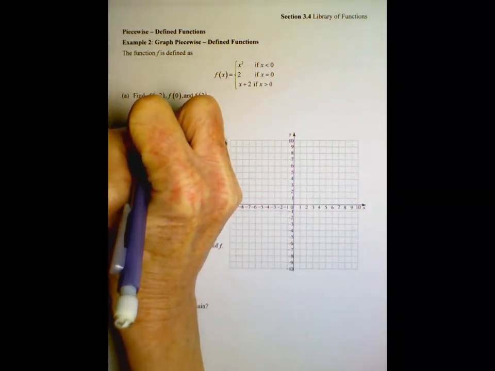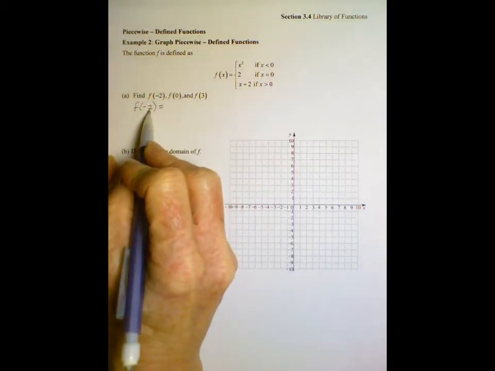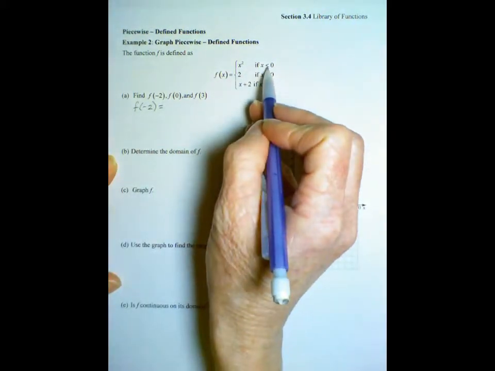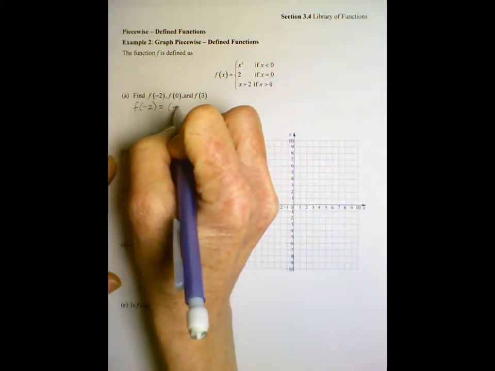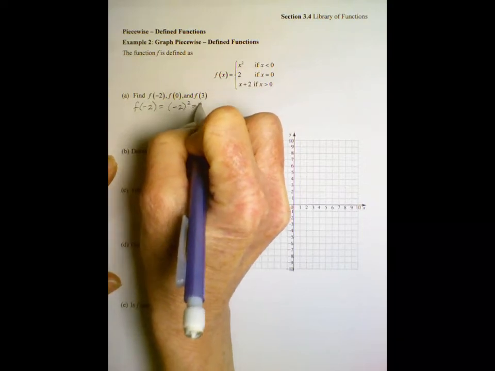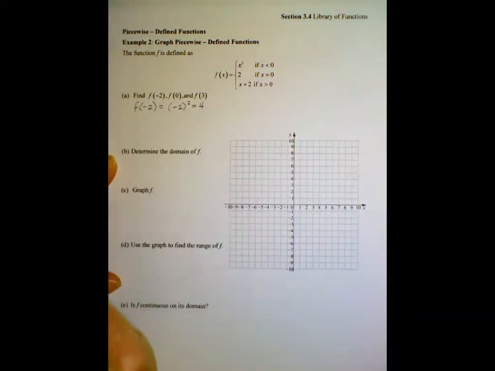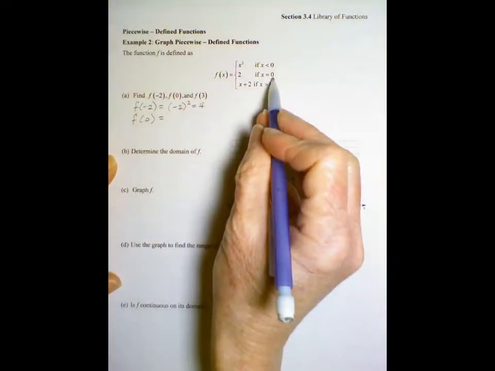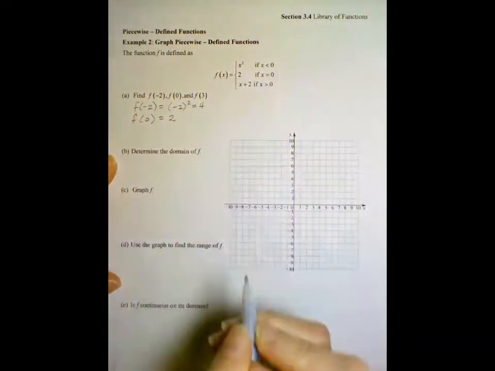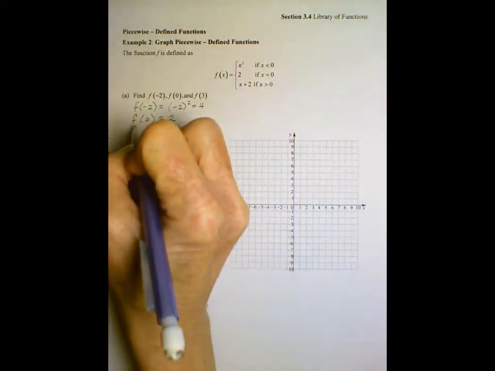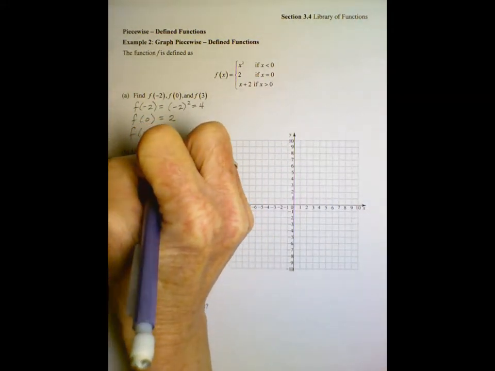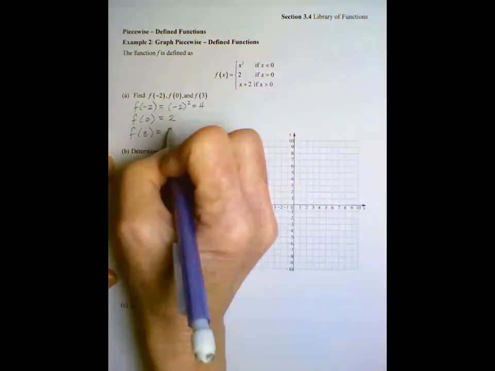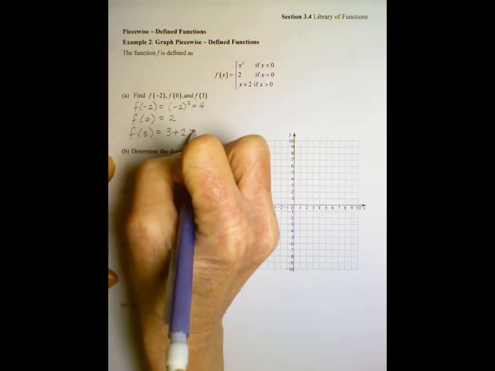Find f of negative 2. So when x is negative 2, which one of these do we use? The first one, right? Because that would be less than 0. So we plug it into the first one, and we get 4. So f of negative 2 is 4. Find f of 0. When x is 0, well, they told us f of x is 2. And f of 3. Okay, so x is greater than 0, 3 is greater than 0, so we use this one, and we get 5.